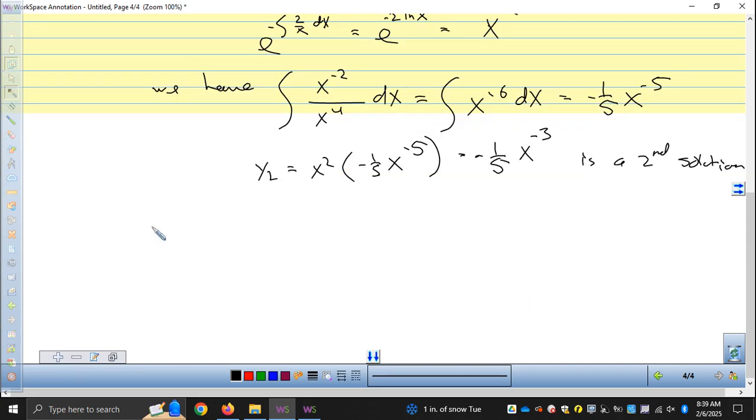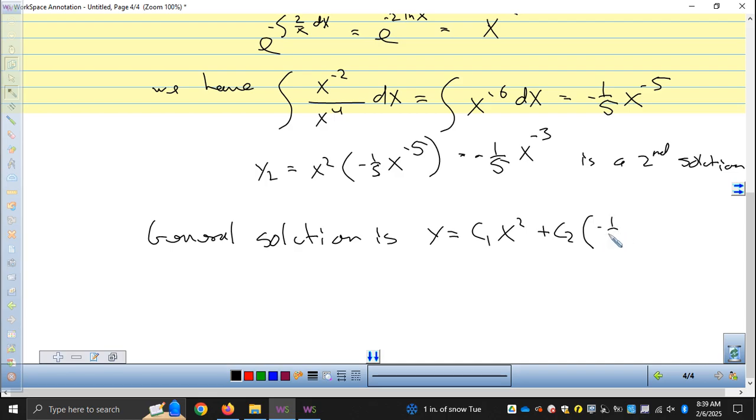And our general solution is y equals c1 x squared plus c2 times negative 1/5 x to the negative 3, which is the same as saying c1 x squared plus c3 x to the negative 3. And now we have our general solution to that equation, given our known solution.